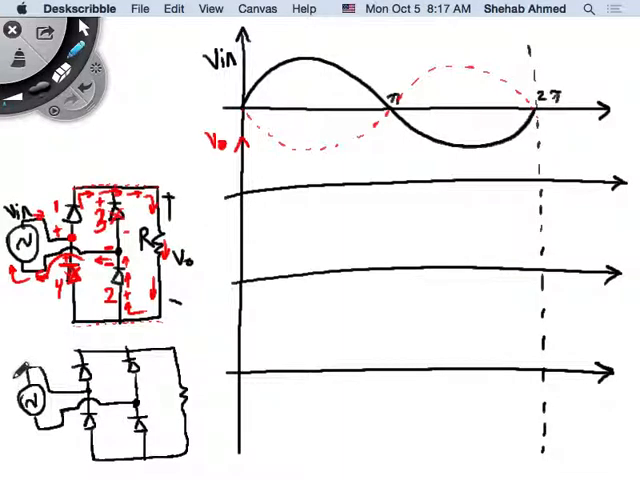Now the supply flips polarity between pi and 2 pi, right? So this is the most positive potential in the circuit now, and this is the most negative potential. Right? So if this is the most positive potential, then I have 1 here, 3 here, 4 here, and 2 here. So 2 will be reverse biased.